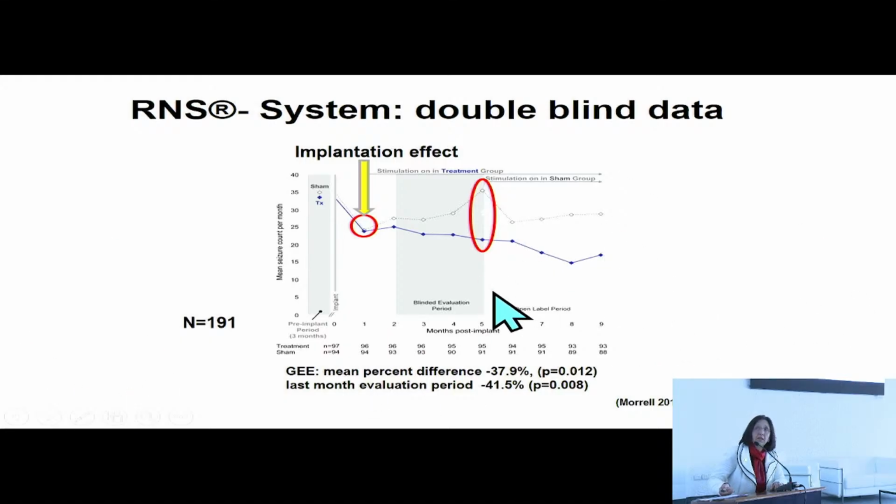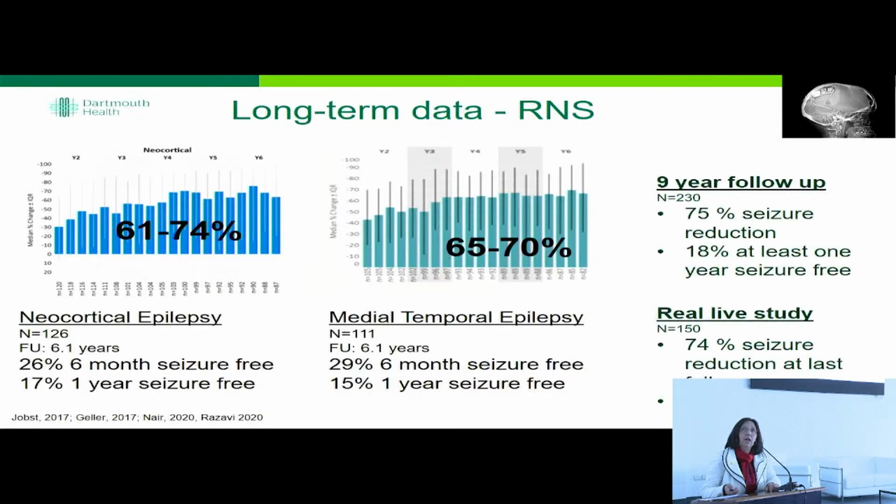This is the mean difference in seizure frequency that led to the approval of the device. And now we actually have long-term data. It's about the same whether you put the device in for neocortical epilepsy or medial temporal lobe epilepsy. This is a mean seizure reduction, again, not percent seizure free.